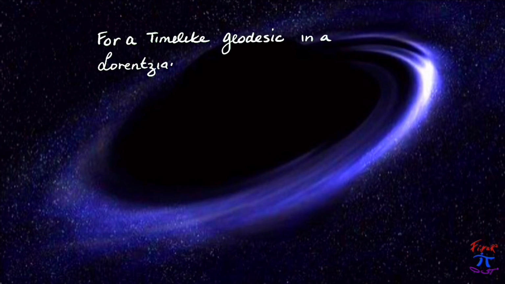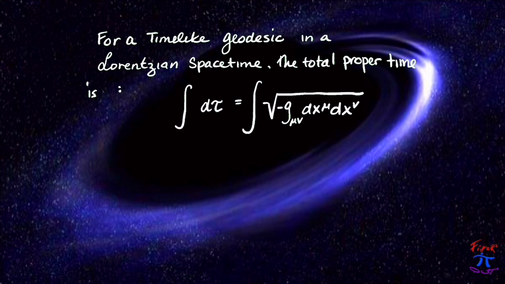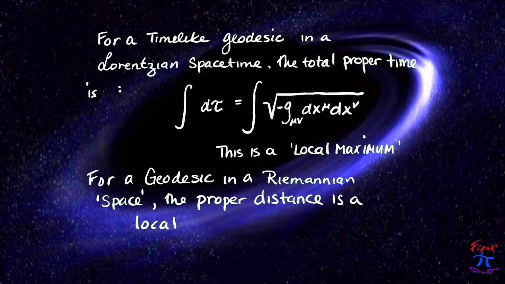For a timelike geodesic in a Lorentzian spacetime, the total proper time is given by the integral of d tau, which is the integral of the square root of the negative metric tensor g mu nu dx mu dx nu, and this is a local maximum. For a geodesic in a Riemannian space, the proper distance is a local minimum. Maximizing time, minimizing space.